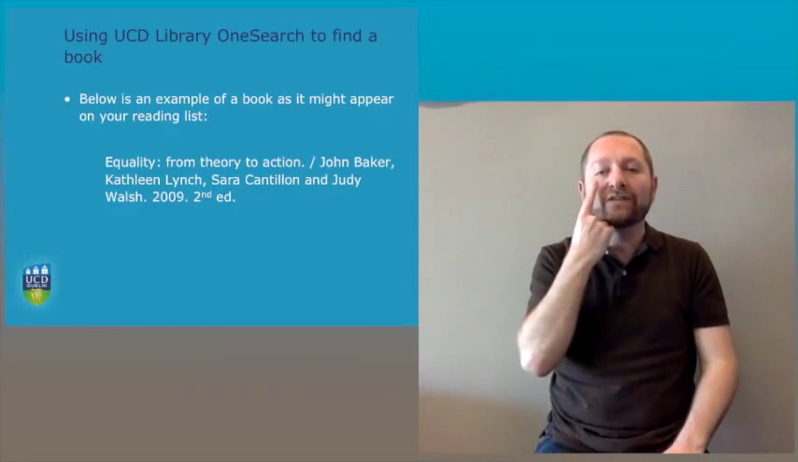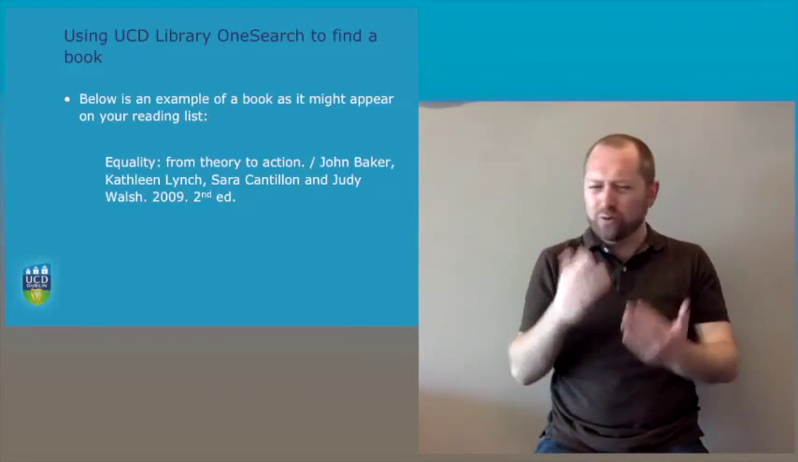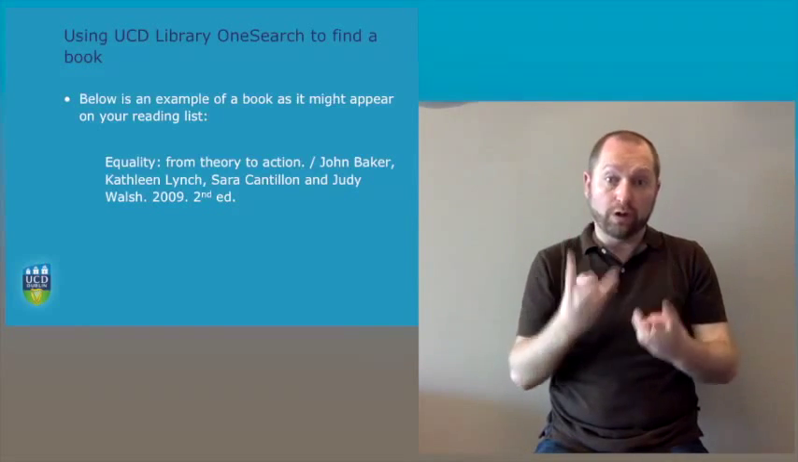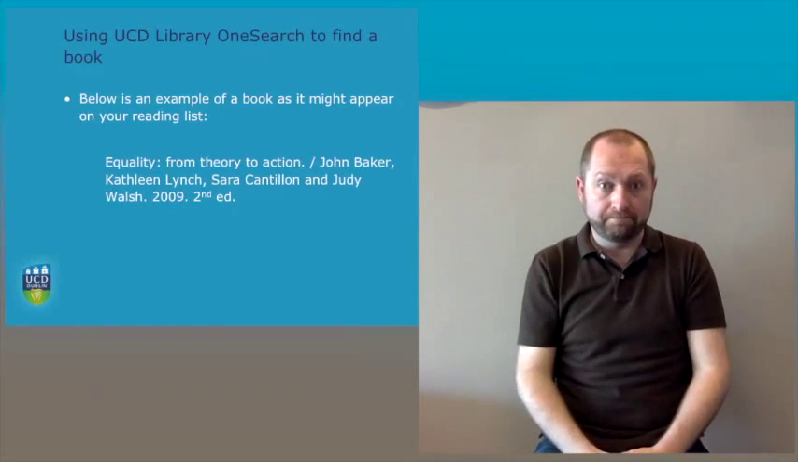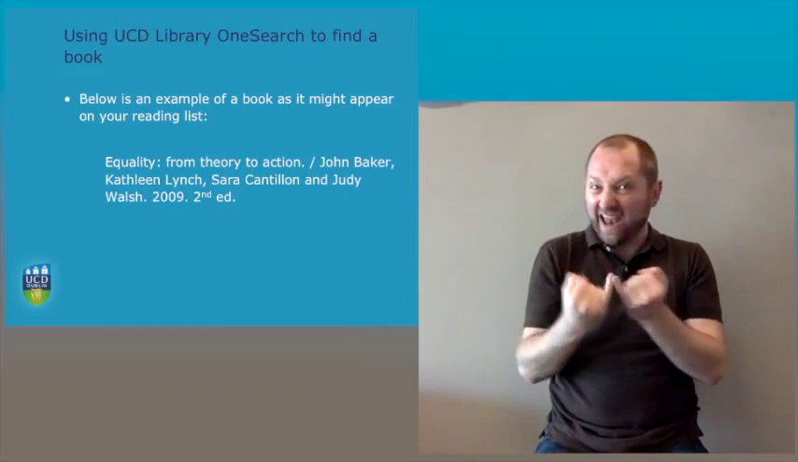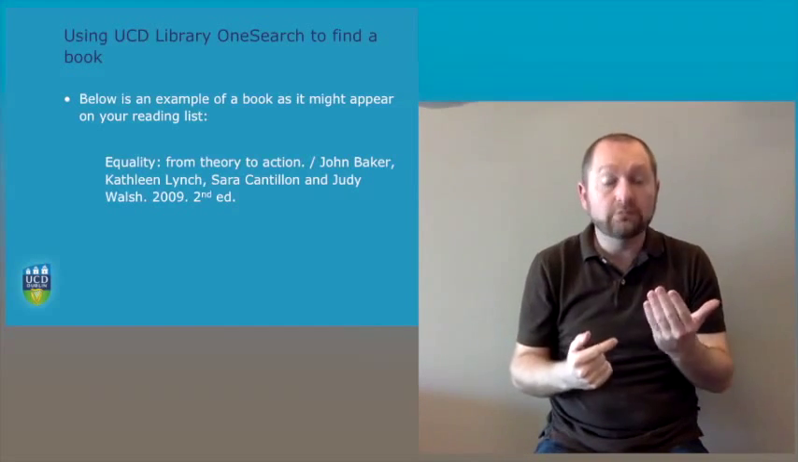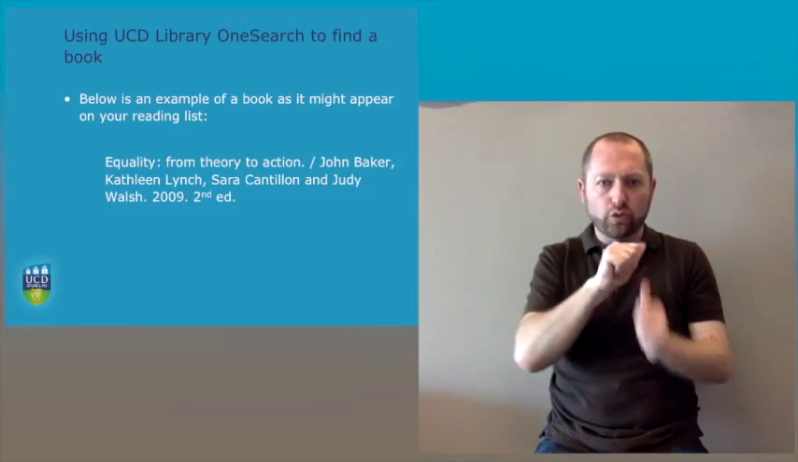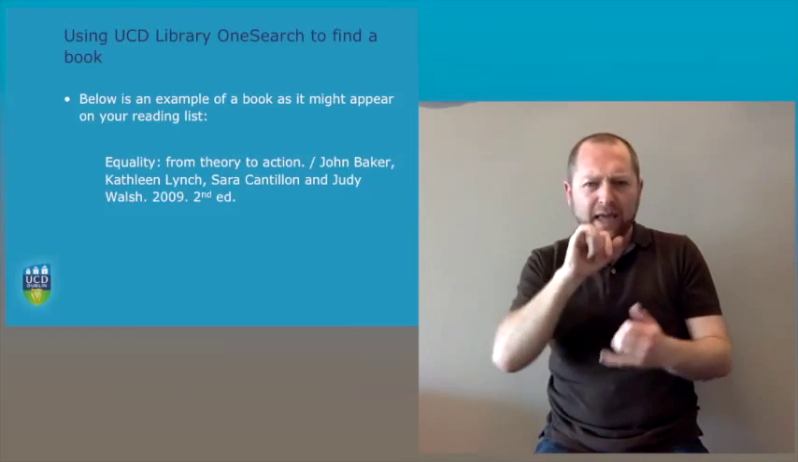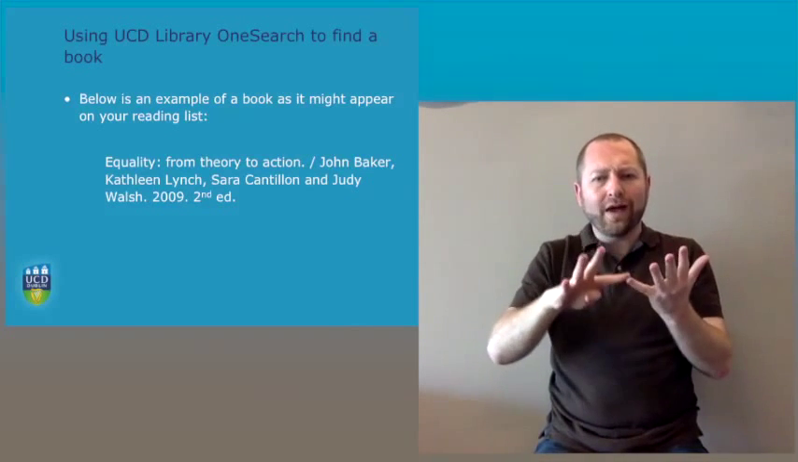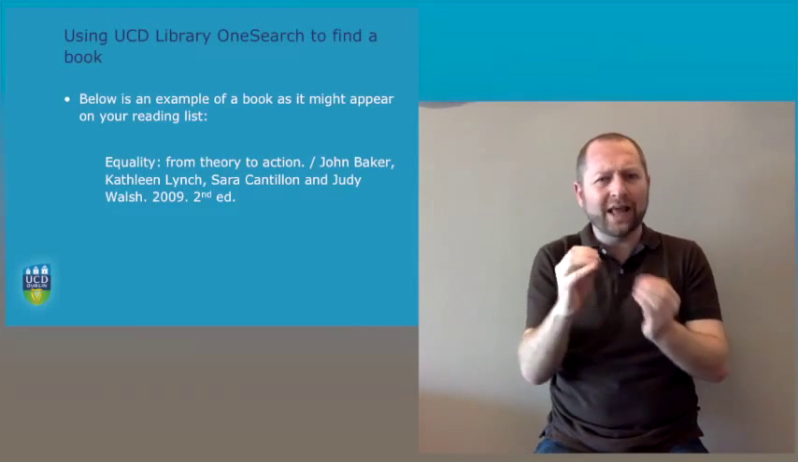So we're going to look specifically in this presentation on how to use UCD Library OneSearch to find a book. So on the screen at the minute is an example of a book as it might appear on your reading list. So you can see that the title of the book is Equality, From Theory to Action. And after that is a list of authors. And the date, 2009, is the date that the book was published. And it's the second edition.